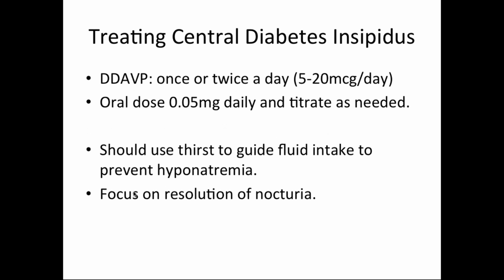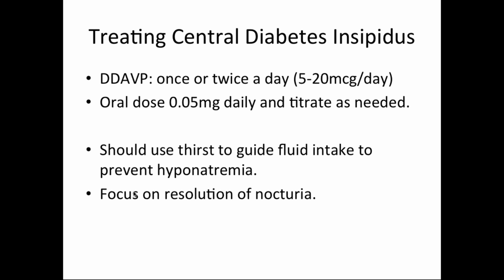So now let's talk about the different entities that we have. If someone has central diabetes insipidus, the treatment would be DDAVP. You can give it once or twice a day. And if you're giving it by nasal spray, you can give 5 to 20 micrograms over the day, and you start low and then titrate up based on the response of the patient.